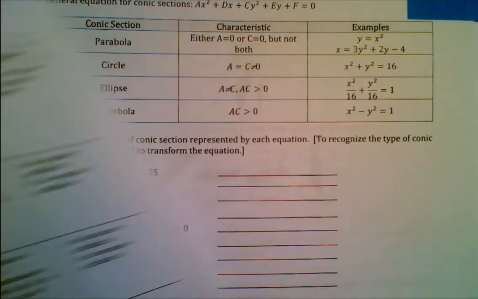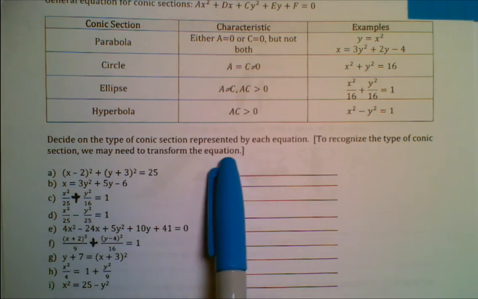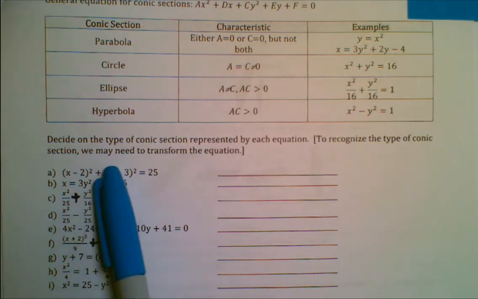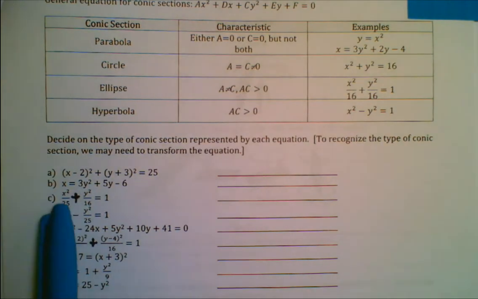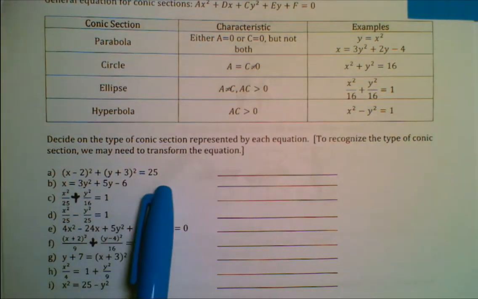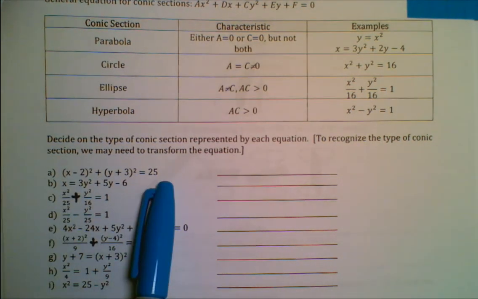So let's look at some examples that we have here. Decide on the type of conic section represented by each equation. To recognize the type of conic section, we may need to transform the equation. Well, for this example, we have (x minus 2) squared plus (y plus 3) squared is equal to 25. What can you tell me about this?